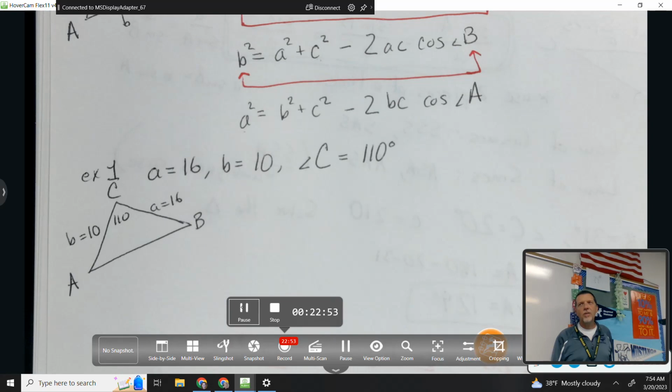Okay, big picture, we know we're in the law of cosines section, so obviously this is going to be a law of cosines example. But if this problem wasn't tucked into the law of cosines notes, how would you know that it's a law of cosines problem? Do you know?